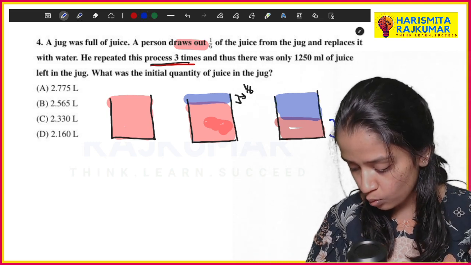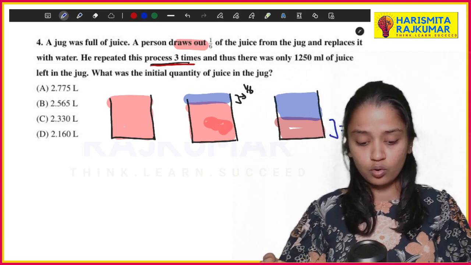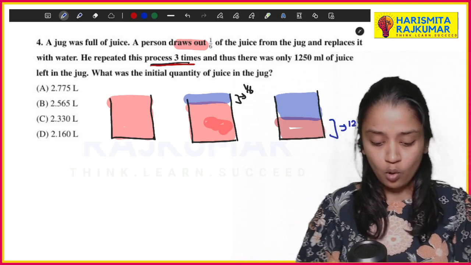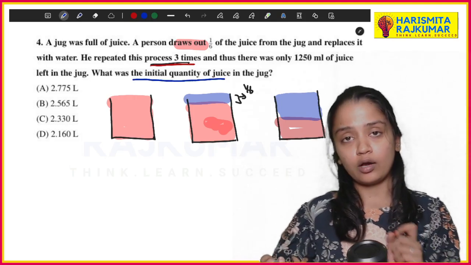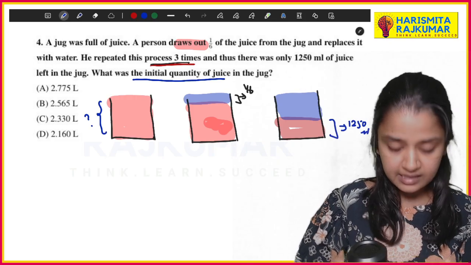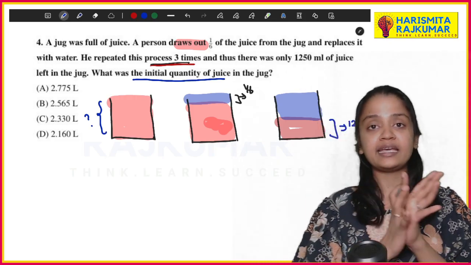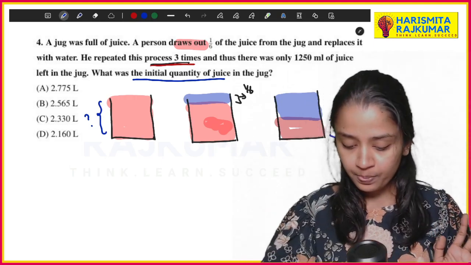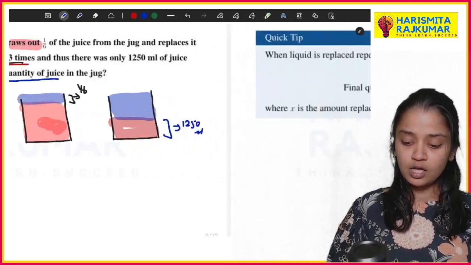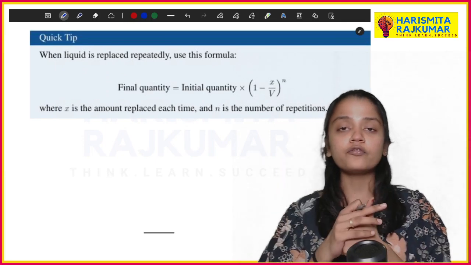So how much is left out? He's left with 1250 ml. Now they are asking, what is the initial quantity of juice? What is the initial quantity of juice that he had in the first stage? Now for solving this, I'll quickly go through a formula.